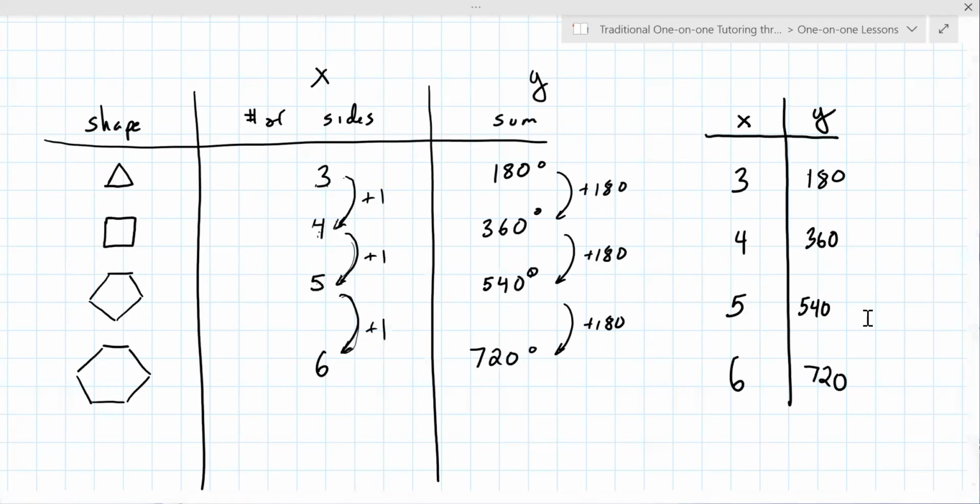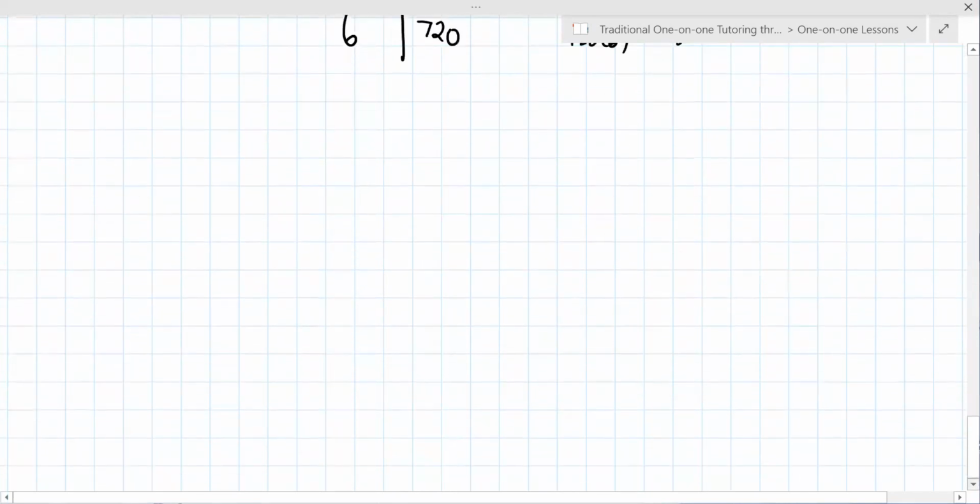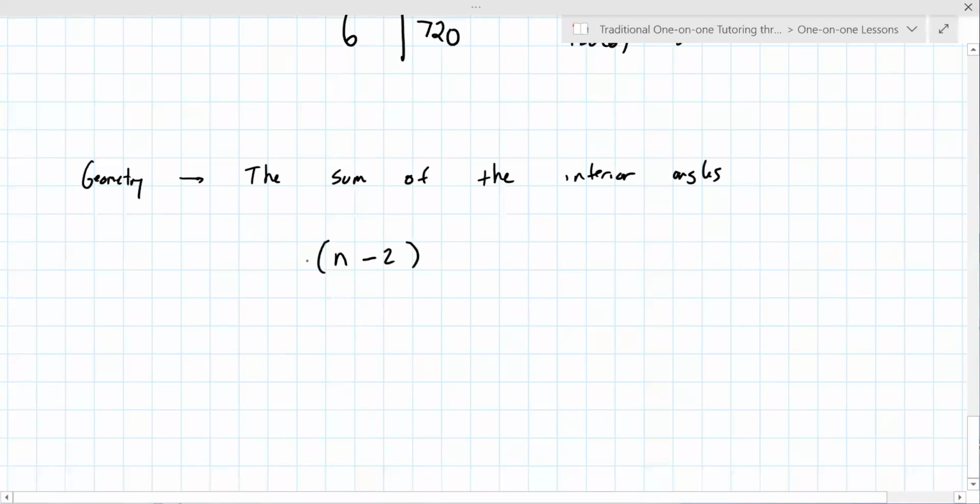Are they the same? Yes, they are the same. Very good. So in geometry, you will be given the following formula. The sum of the interior angles is n minus 2 times 180. And this is your sum.